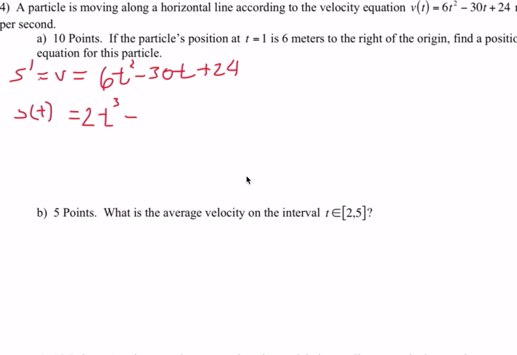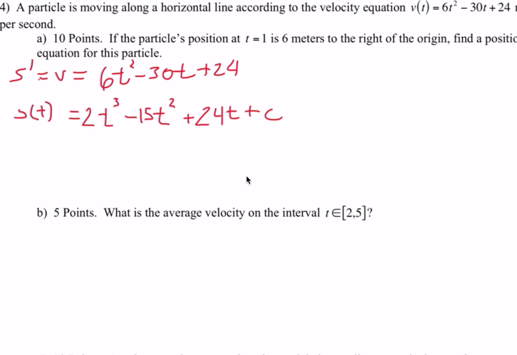Minus 30t. What gives 30t as its derivative? Well, something t squared. And we have to think 2 times what gives us the 30. 15. And what gives us 24 as its derivative? That would be 24t. Now the thing that's left over is a constant, because remember, when we take the derivative of a constant, it gets wiped out. So our formula for the position function is given.